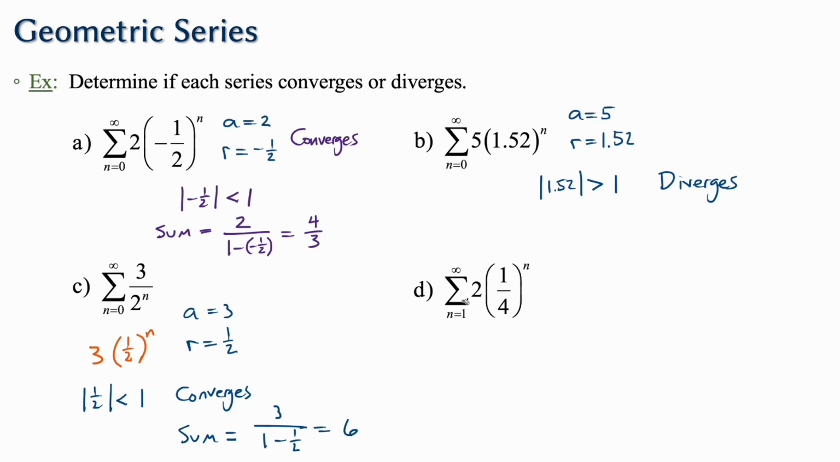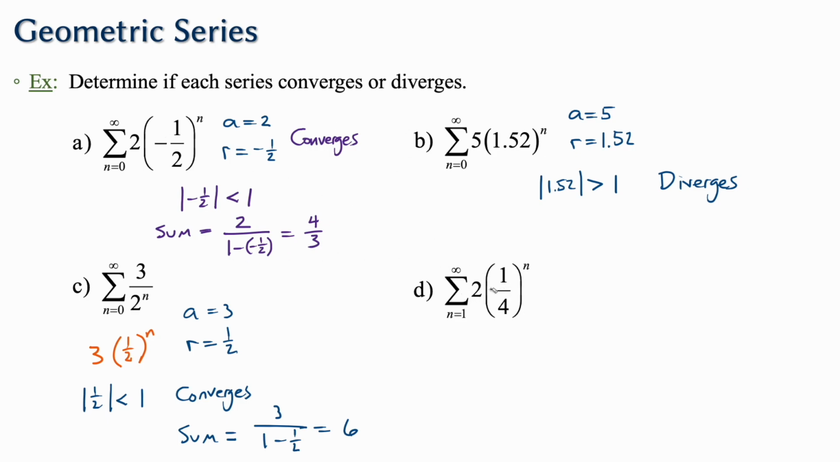Now, our last one really doesn't look too much different, except for the fact that this starts at n equals 1. Because of that, you want to be really careful to understand what the first term in the series is supposed to be. So because this starts here at 1, we've got to have a really clear understanding of what this looks like as we plug that value in. So when we plug a 1 in, the first term of the series isn't just 2. And that's really the only difference between this and the other ones.